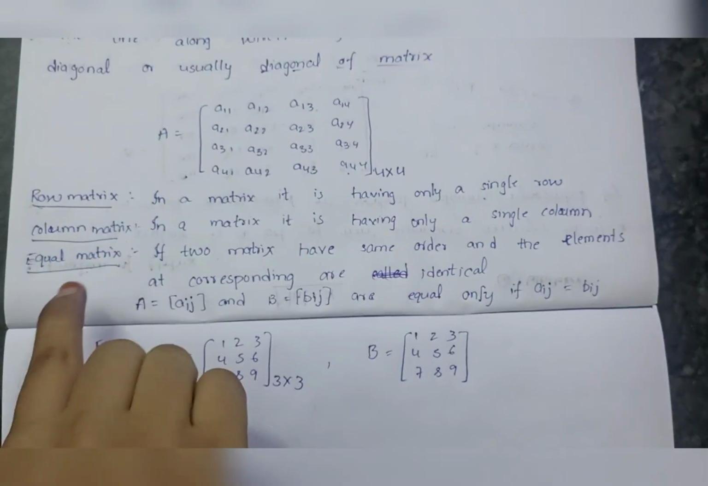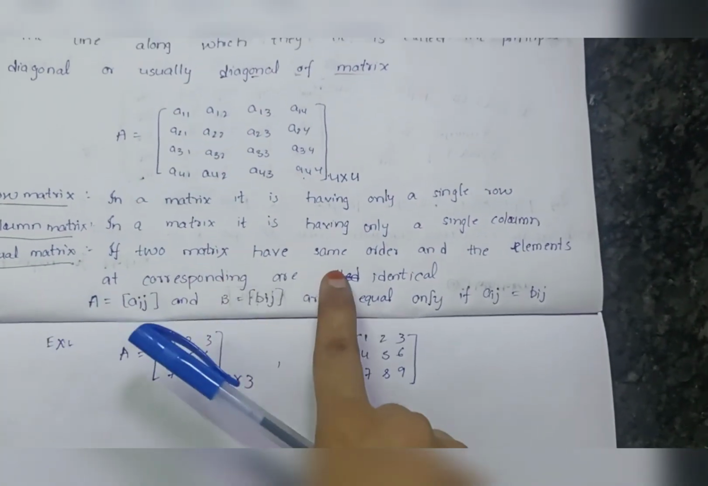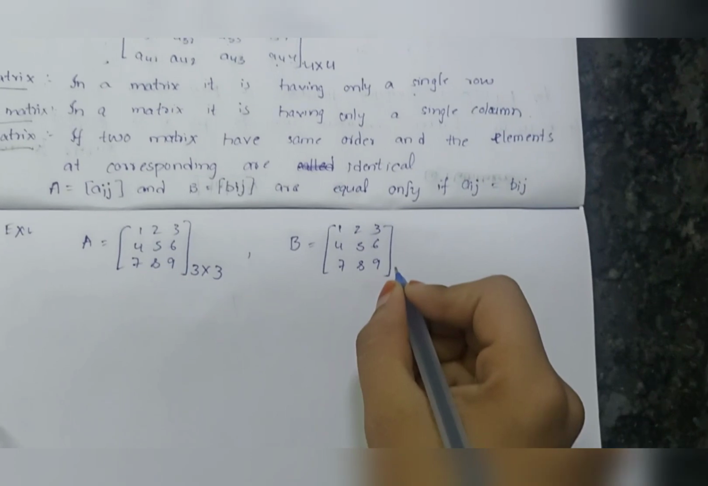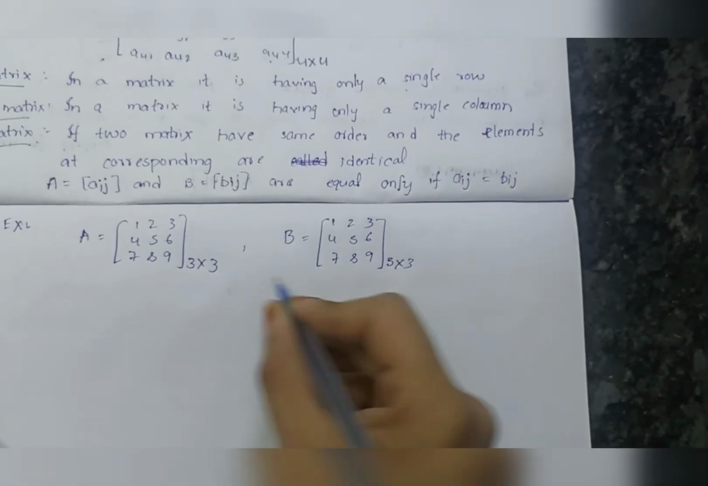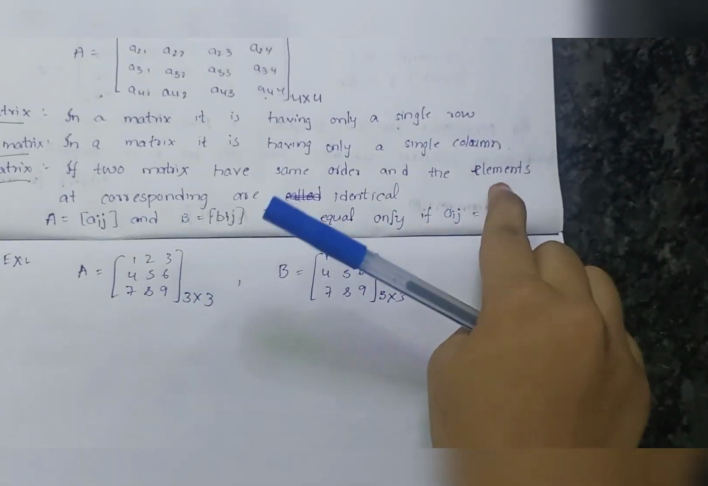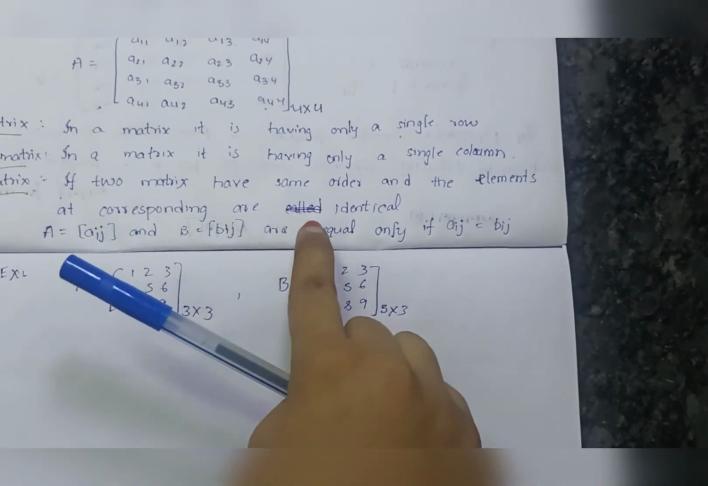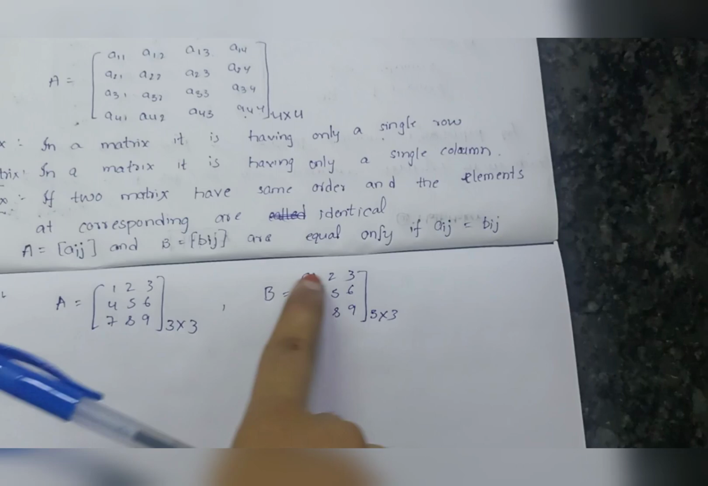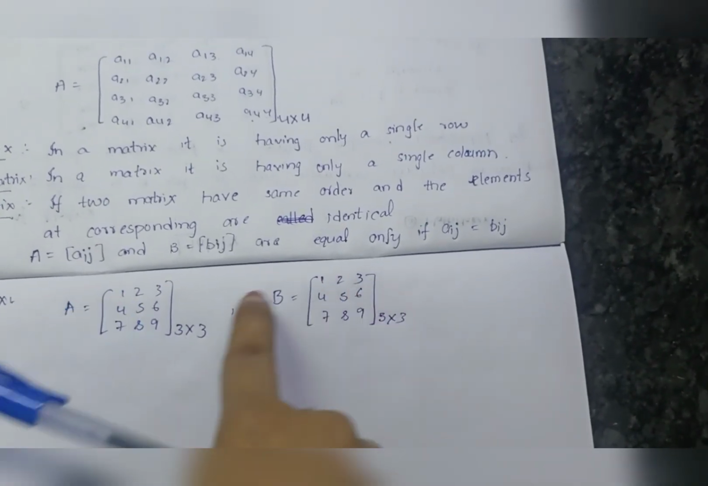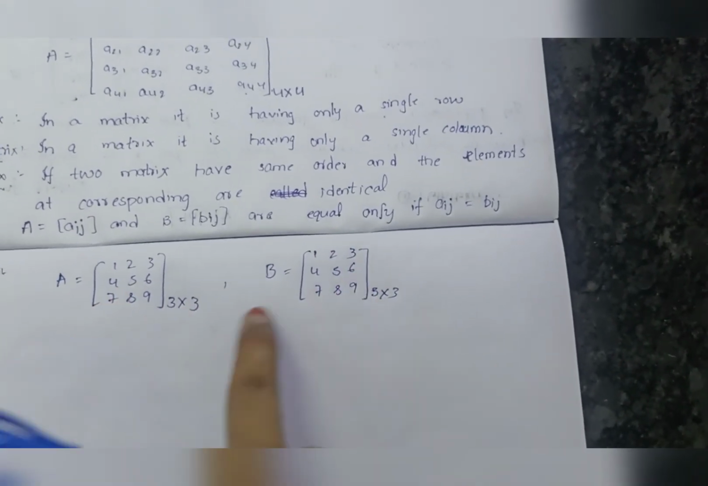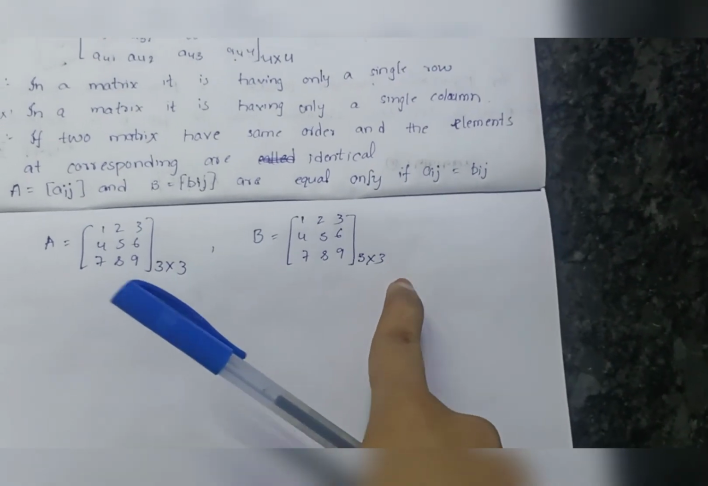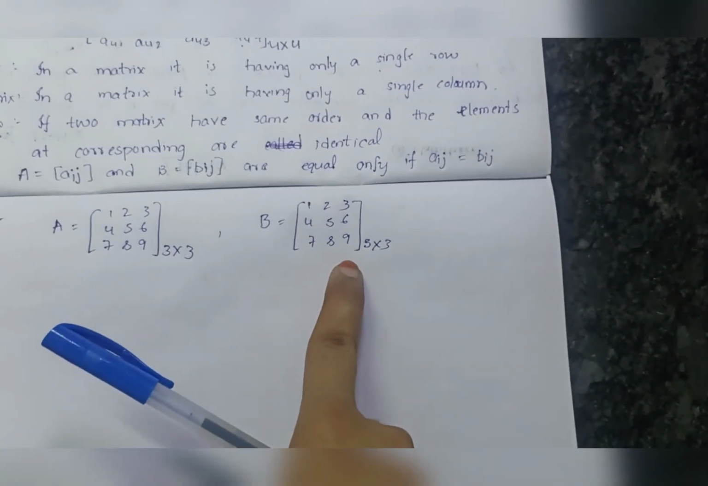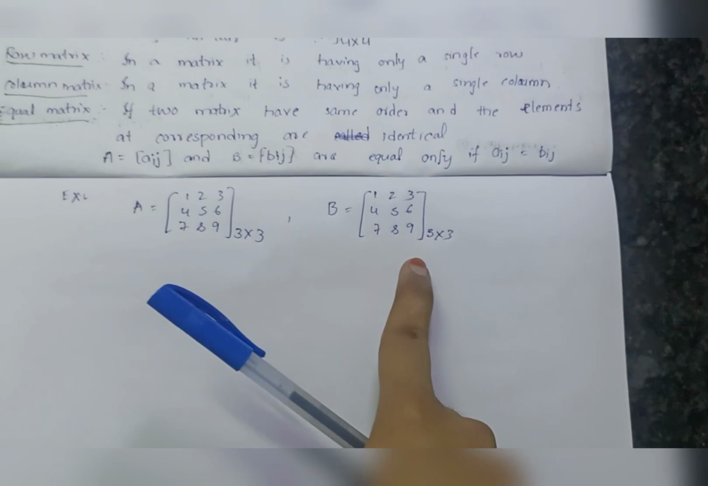And equal matrices: if two matrices have the same order, and see here 3 into 3, and the elements at corresponding places are identical, 1 1 2 2, and the orders are also the same, then these two matrices are called equal matrices.